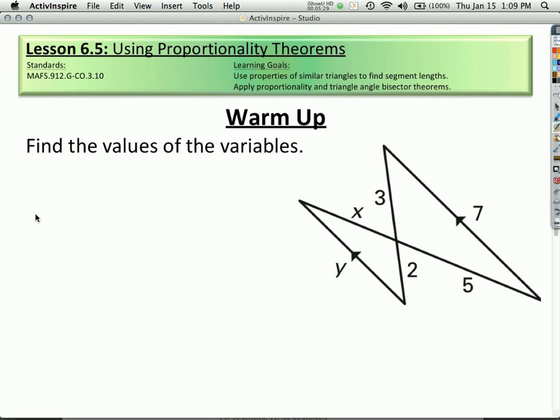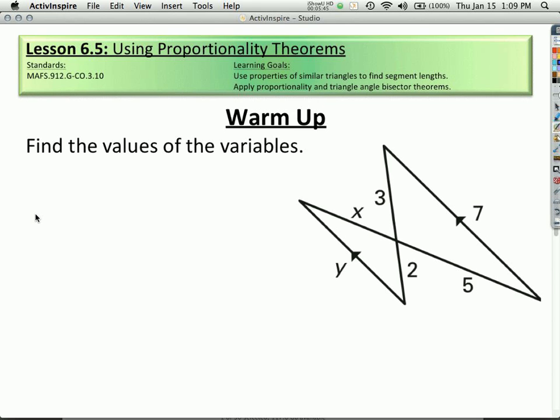Student number 18, what'd you get? X equals 10 over 3 and y equals 14 over 4. Student number 20, what'd you get? X equals 3 1/3 and y equals 4. You said 10/3? That's the same thing, I think.